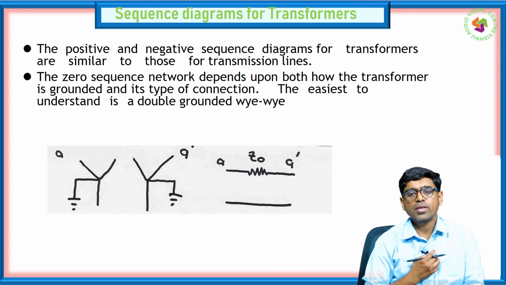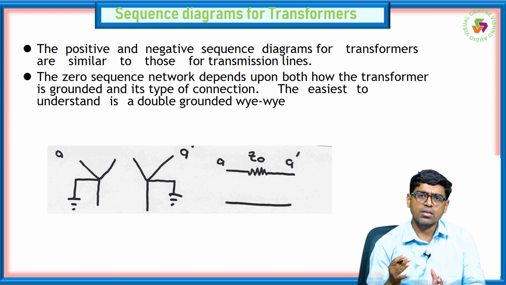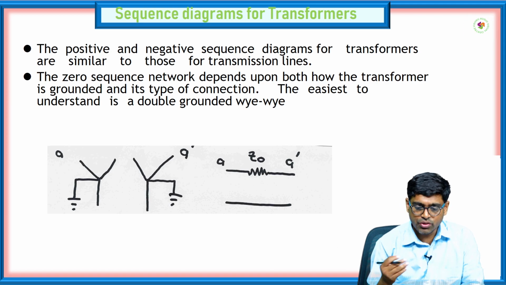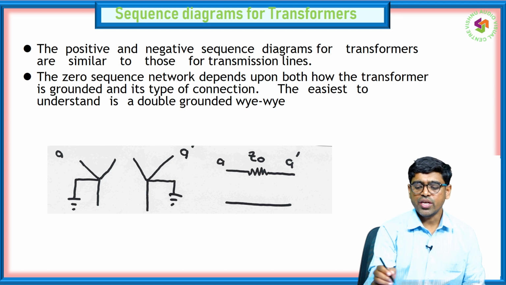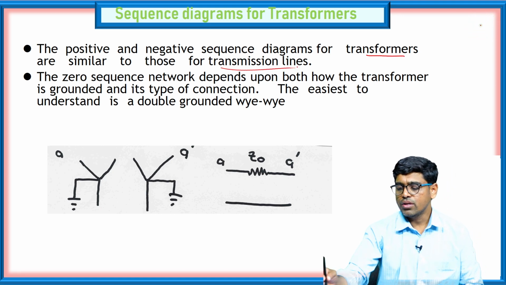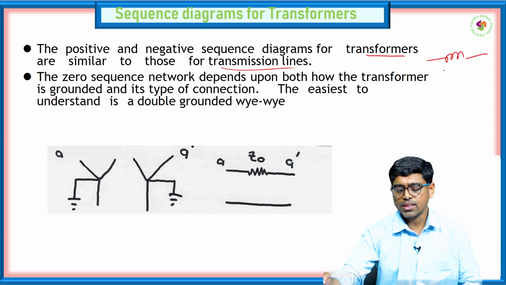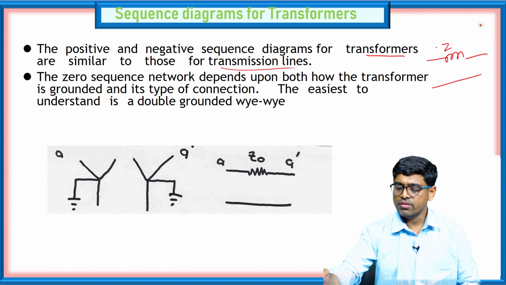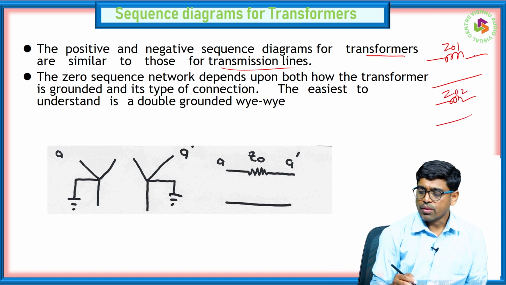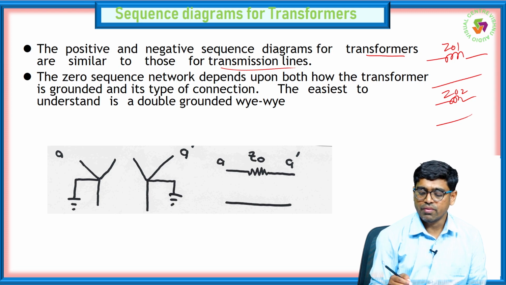Next is the sequence diagram for a transformer. Now we can see the sequence network for a transformer and transmission lines. The positive and negative sequence will be the same, but the zero sequence will be different. The positive and negative sequence diagram for a transformer is similar to that of a transmission line. We can represent it as Z1 or Z2, like this. But the zero sequence network will be different.